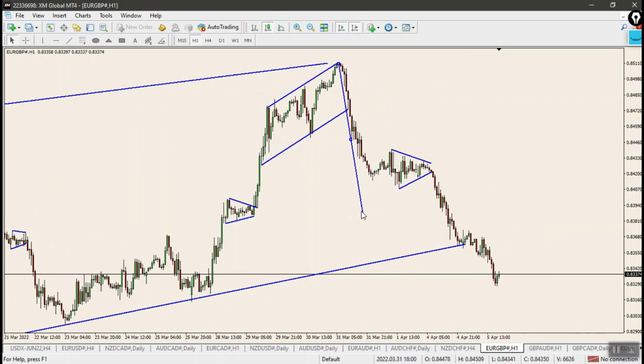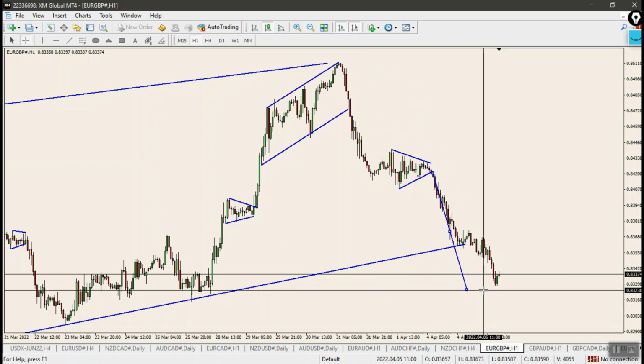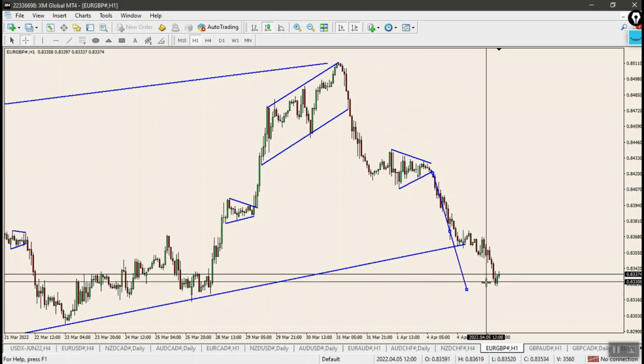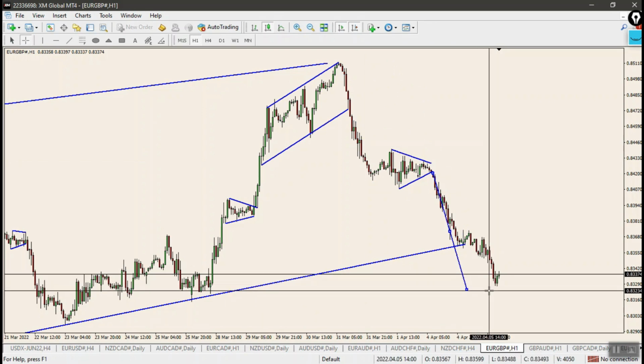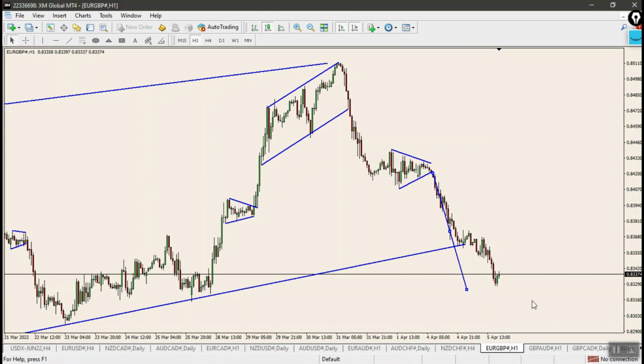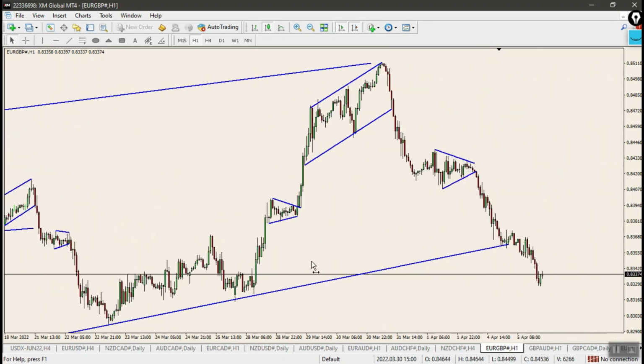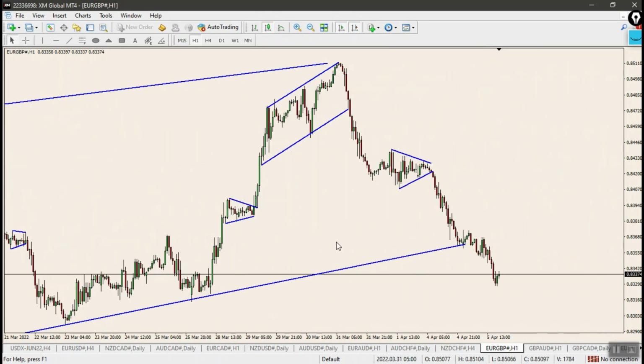Impulse, correction, boom, there's your TP. I believe by now your TPs would have been hit. It's close to being hit right here. So that's how you trade these continuation patterns, man. It's really not complicated. It's not rocket science. It's pretty much straightforward, man. Let's get into the small triangles.